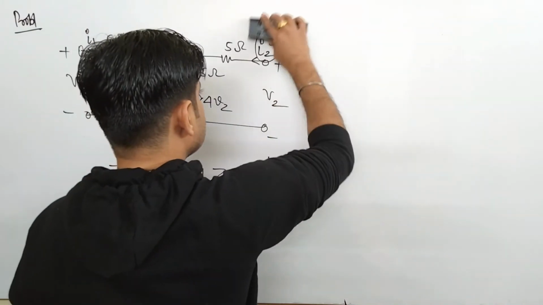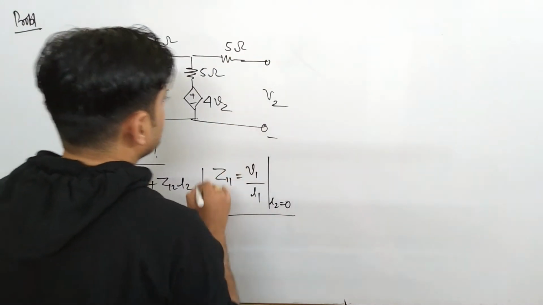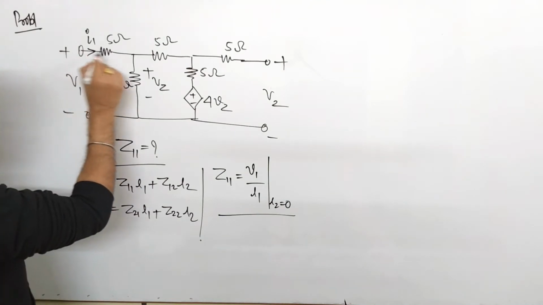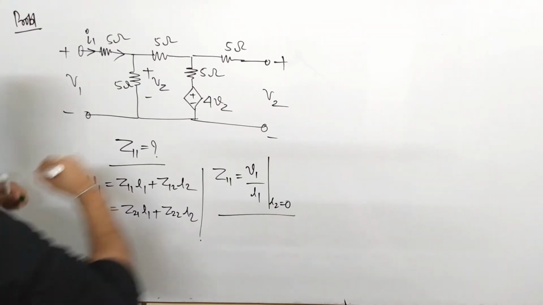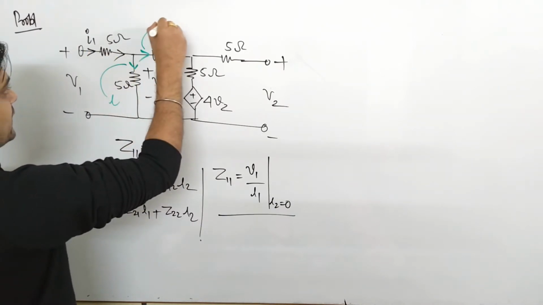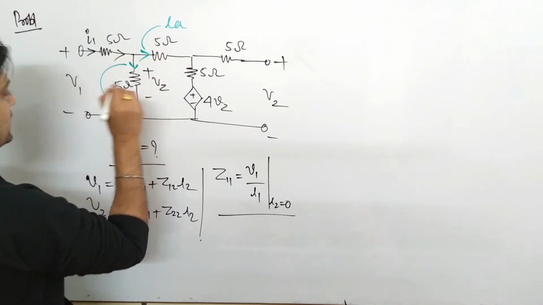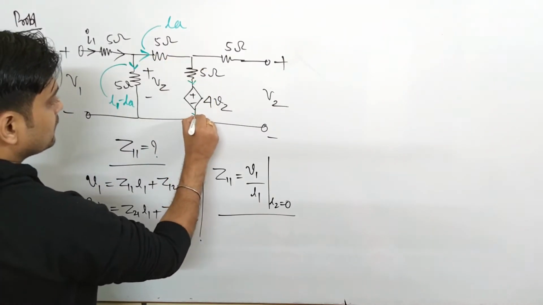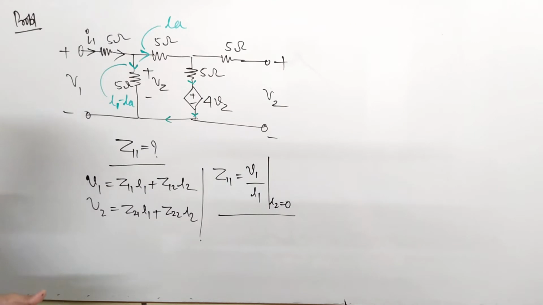For this condition, I2 current does not exist here, that means I2 is 0. No I2 is present here, only the voltage V2 is present. So under that condition, this I1 current is flowing here, and with the concept of current division, some current will flow here and some current will flow here. I will consider this current as IA. So this current is I1 minus IA, and this current will flow in this manner from here. Since it is open circuit, I2 is 0, so no current will flow here.